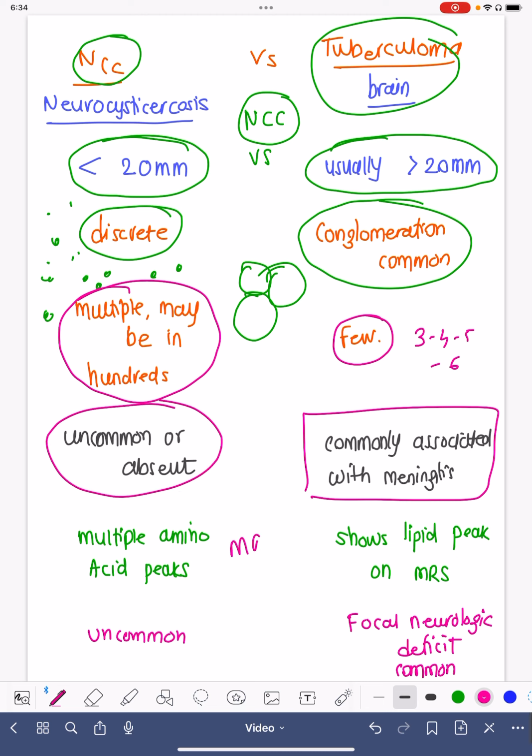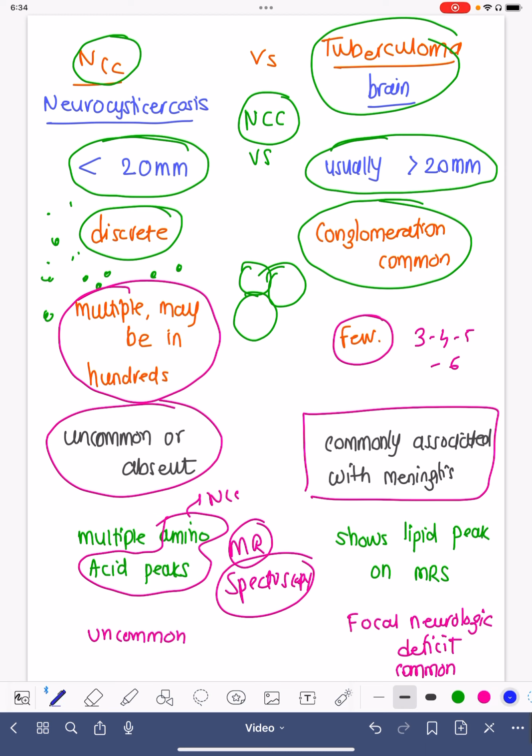When we do MRI spectroscopy of these lesions, this MRI spectroscopy very typically shows the amino acid peak in neurocysticercosis, which is not a feature of tuberculoma, where tuberculoma shows lipid lactate peaks on this spectroscopy. So this is a very important thing that we need to remember.